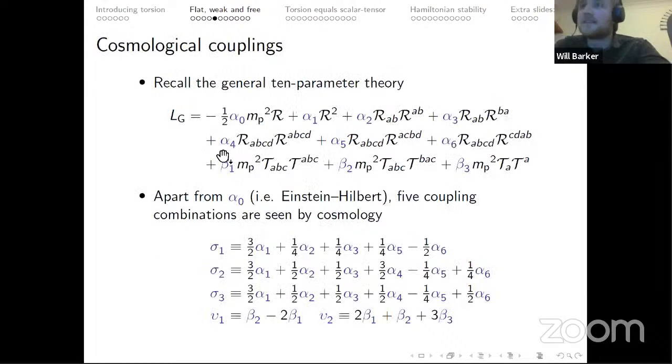From the 10 parameters in the full theory, it turns out that if you're just studying the background cosmology, there are only 5 combinations of those 10 parameters that actually matter. And those are going to be the sigmas, which basically control specific combinations of the quadratic curvature part in the Lagrangian, the 2 upsilons, which control the quadratic torsion part, and then alpha naught, remember that's in front of the Ricci scalar term, the Einstein-Hilbert term in the Lagrangian, that's going to have its own effect, so that sits there on its own. So that's 6 cosmological parameters in total.